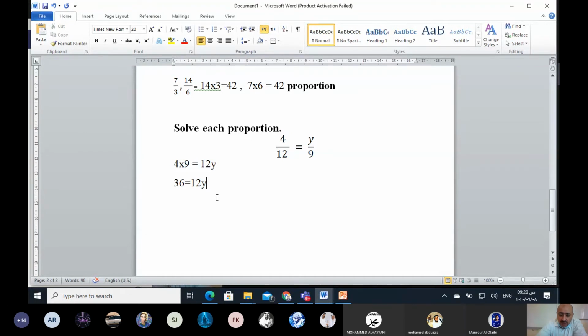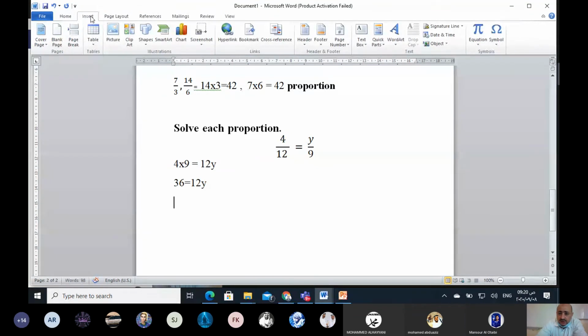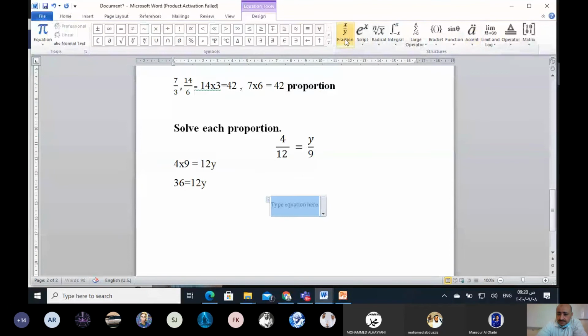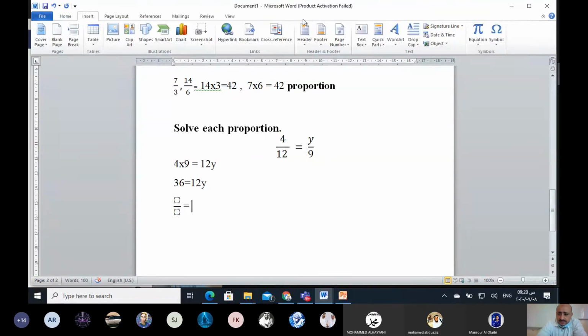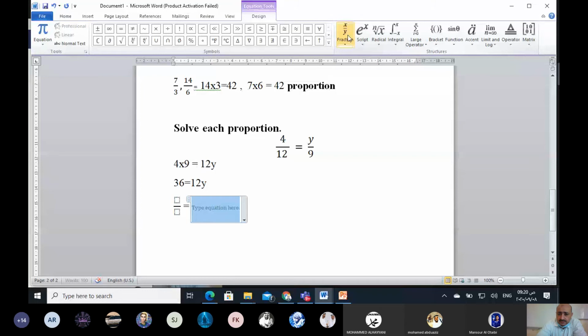Now I have an equation. How to solve this equation? Using division. Take the coefficient, the number that multiplies the variable. The coefficient here will be 12. Then divide the two sides of this equation by 12. Divide the two sides by 12.